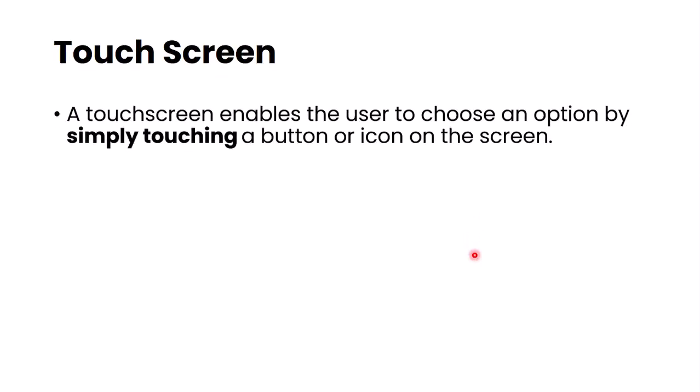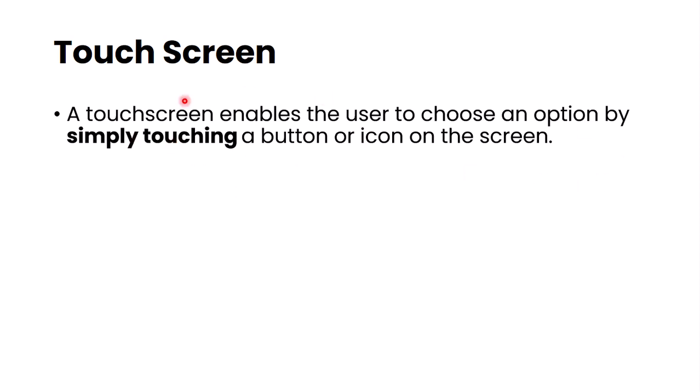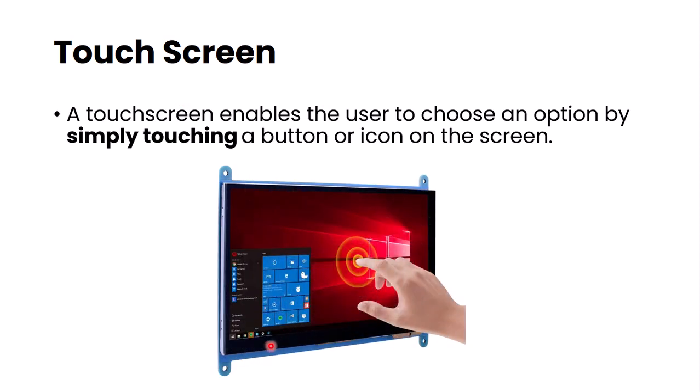Now touch screen. What is a touch screen? A touch screen enables the user to choose an option by simply touching a button or an icon on the screen. So with a touch screen, you don't need the physical keyboard or physical mouse. You just need a screen, and then you touch it. When you do touch it, the effect takes place. That is a touch screen.